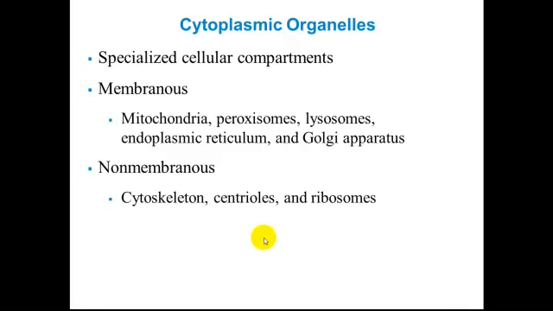Now, in terms of looking at the cytoplasmic organelles, these are specialized cellular compartments. You can think about these as being analogous to the organs in human systems. The two main groupings we have are membranous and non-membranous. Membranous are bound by membranes. Examples include the mitochondria, peroxisomes and lysosomes, the endoplasmic reticulum, and the Golgi apparatus. Whereas the non-membranous are going to be things like cytoskeleton, centrioles, and ribosomes. And these non-membranous organelles will be discussed as we go through the rest of the organelles.